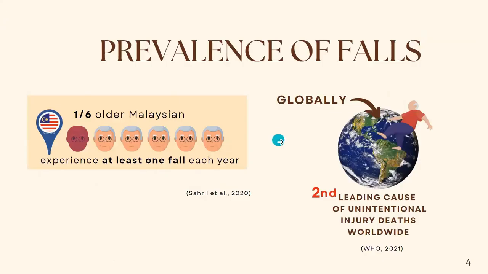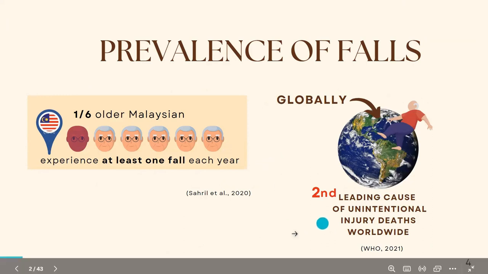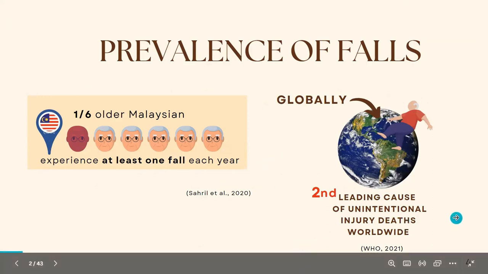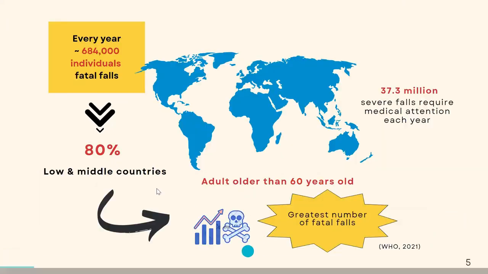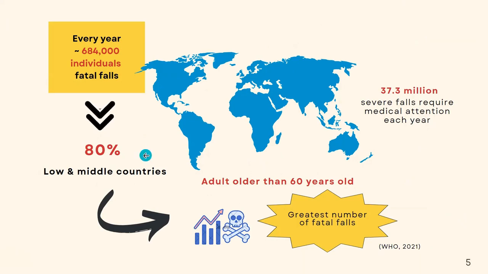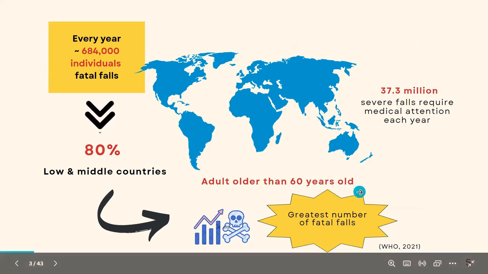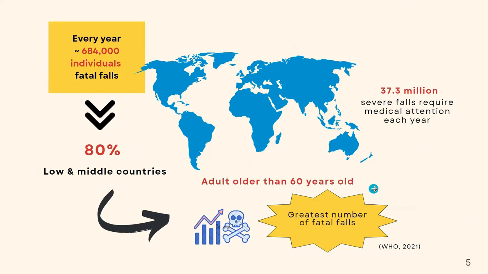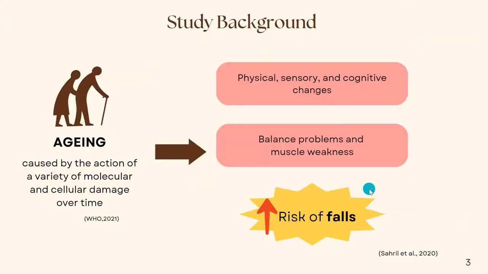The prevalence of falls occurs in 1 in 6 older patients. They will experience at least one fall each year. This is actually leading to the second cause of unintentional injury deaths worldwide. About 80% of low and middle income countries experience falls, and the greatest number of falls occurred among older patients aged 60 years and over.